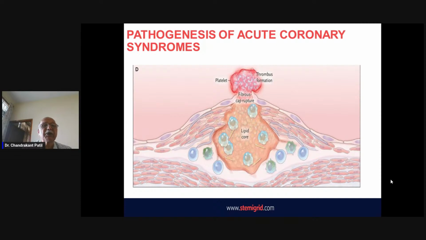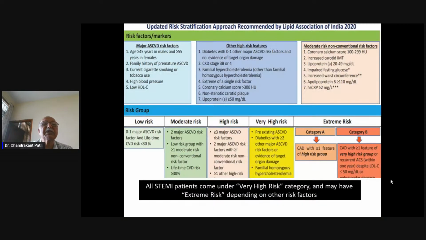When there is a complete occlusion of the vessel with severe ischemia beyond that, it leads to STEMI. If there is a non-occlusive thrombus, that leads to non-STEMI. So this pathology is very, very important.